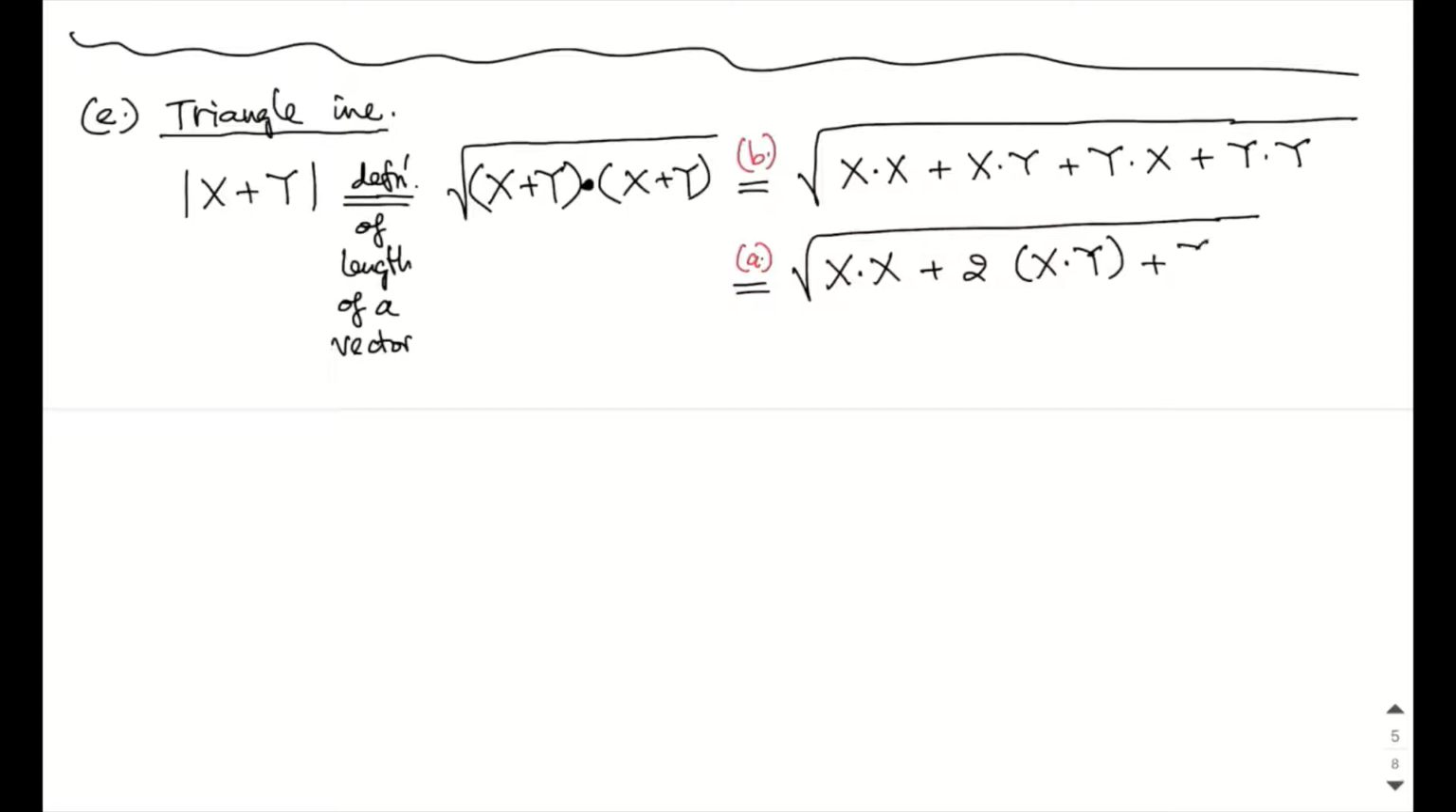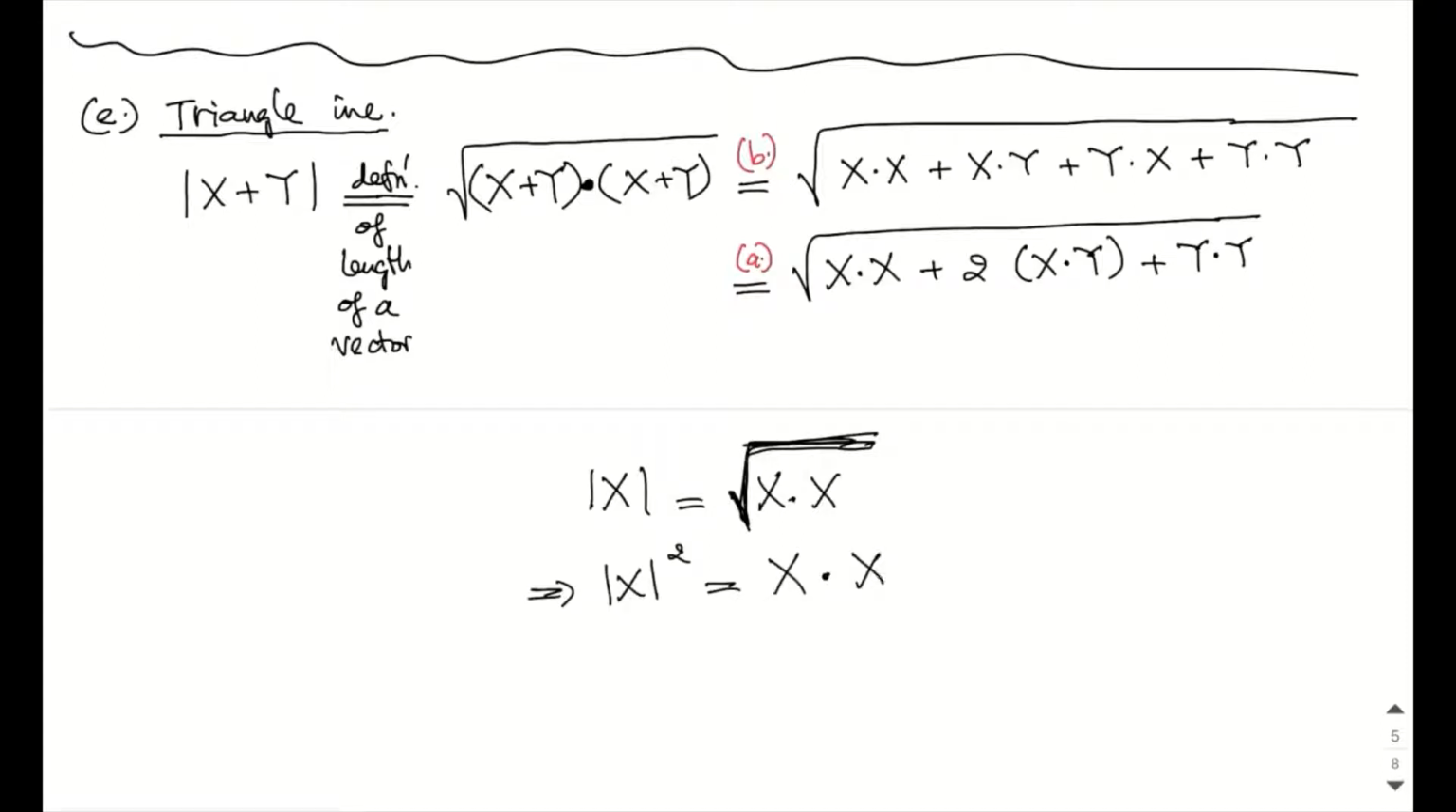And then y dot y. So next, I'm going to use the definition of the length. We have seen that we define the length of x to be the dot product of x and itself, then taken the square root. So this implies that if you square the length, then you are going to get x dot x. Surprisingly, when you dot x with itself, it's the same as you multiply the length with itself.